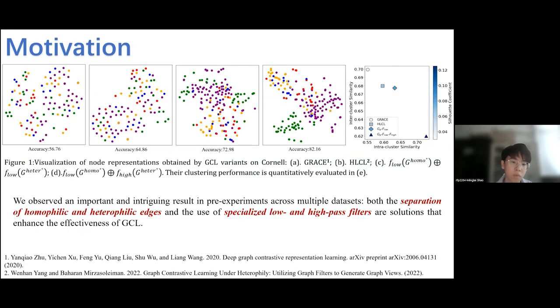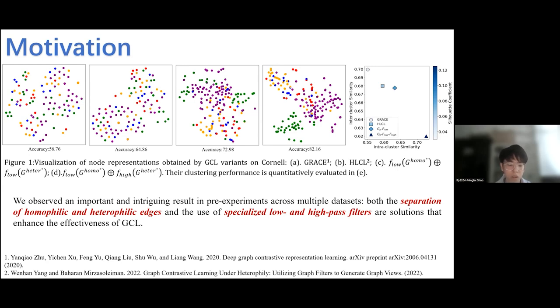or benchmarks. We conduct a preliminary analysis on a heterophilic graph to showcase how GCL can be tailored to adapt to heterophily. In the analysis, we consider four GCL variants. A, Grace, which is a vanilla GCL method that generates random augmented views and uses the same low pass GCN encoder. B, HLCL, which generates random augmented views but uses a low pass and high pass filter to encode the two views separately. C, which first splits a homophilic view and a heterophilic view based on node level supervision. Both views are encoded via an SGC low pass filter. D, which splits views in a similar way but adopts different filters, a low pass encoder for the homophilic view and a high pass one for the heterophilic view.